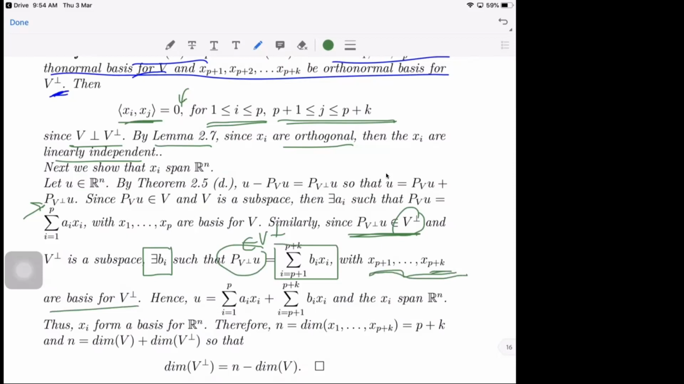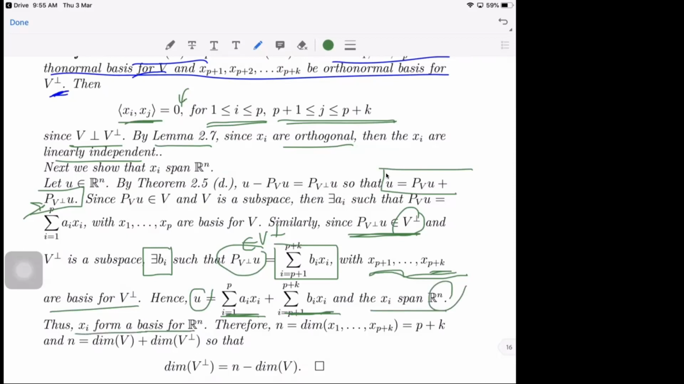So that since U can be expressed as the projection of U onto V plus the projection of U onto V perp, then U is the sum of these two linear combinations. And with that, the xi span Rn, because this is in V and this is in V perp. So ibig sabihin maka-expand siya until the whole space.